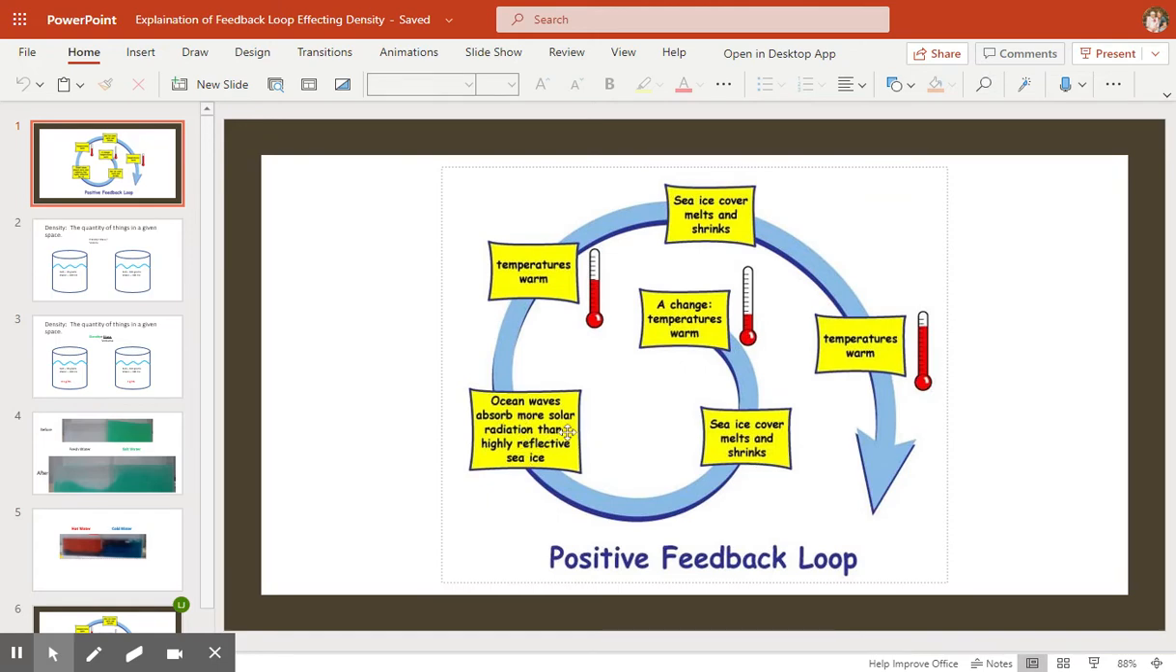So then the ocean, because it's darker, absorbs more solar radiation, so it has a lower albedo now. And because it's absorbing more of that heat, the ocean warms, more ice melts, temperature's warm, so it constantly is going to keep going and going until something changes. Well, how does that affect density?